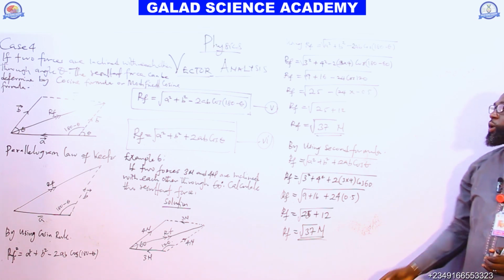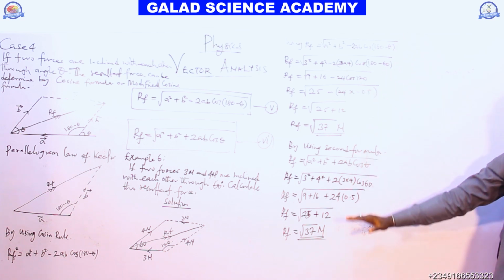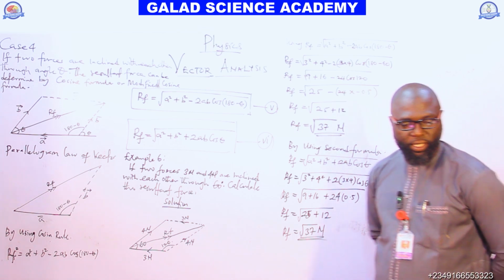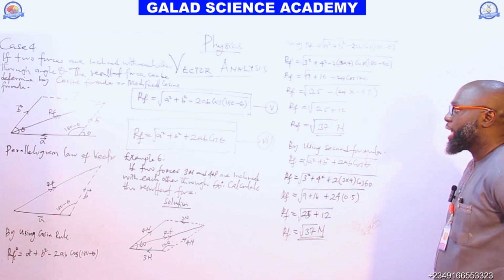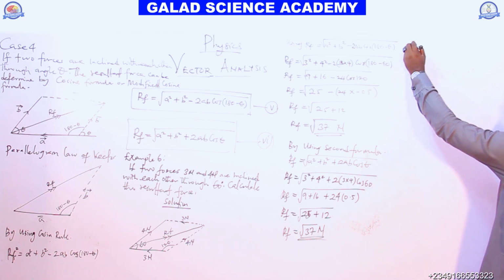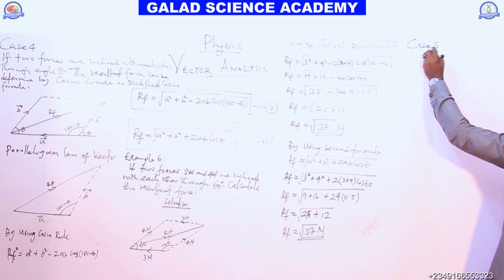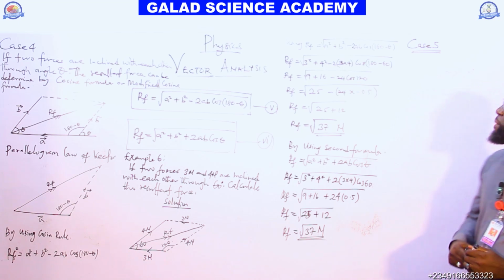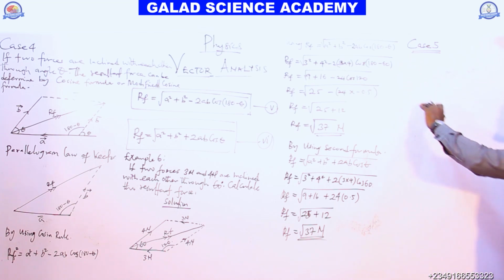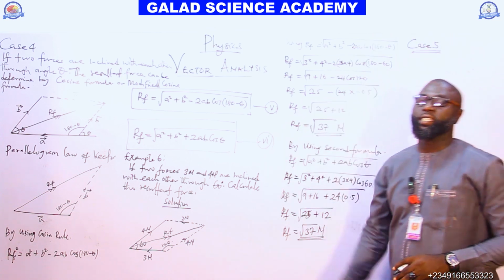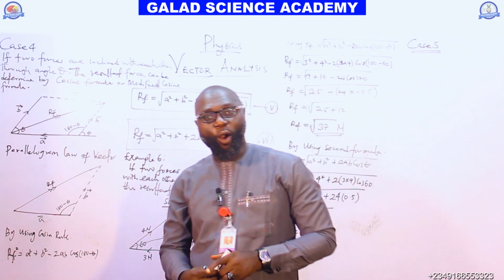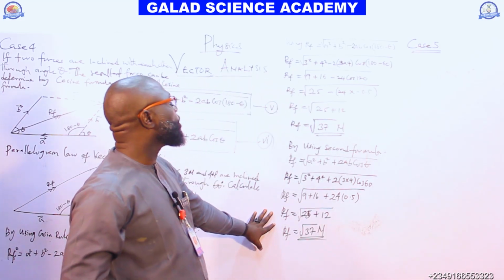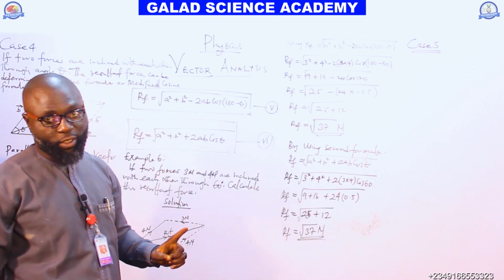We can now see that by applying the first method and the second method, we still get the same answer. So the next aspect is case 5. This is a special case. You can observe that from case 1 up to case 4, we are dealing with just 2 forces.